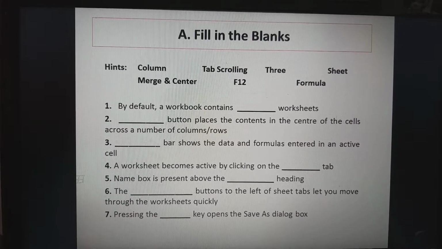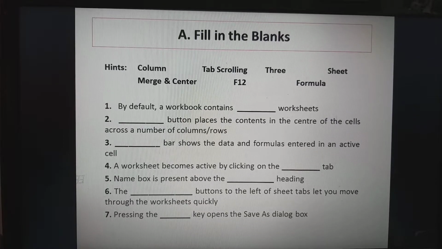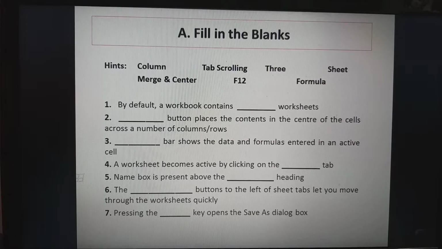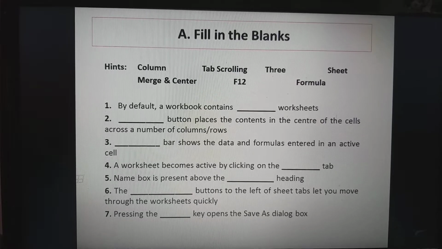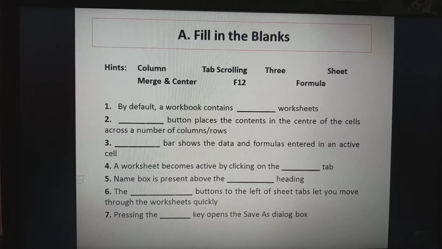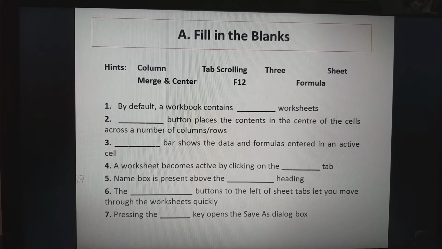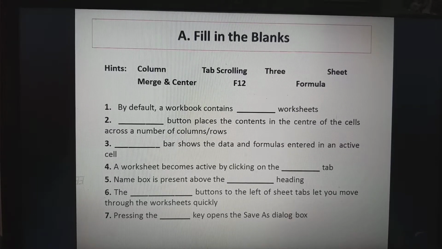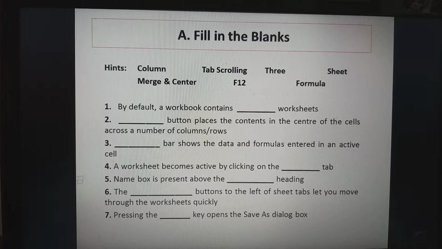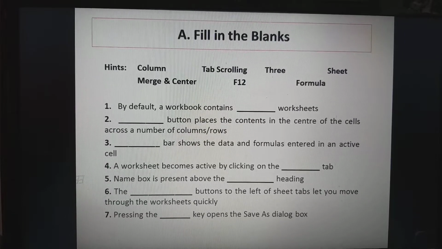Now see number 4. A worksheet becomes active by clicking on the dash tab. So from the hint you find out the answer, it will be sheet. If you click on the sheet tab, a worksheet becomes active. Now see number 5. Name box is present above the dash heading. So the answer will be column. It is present above the column heading on the left side of the window. Now see number 6. The dash buttons to the left of sheet tabs let you move through the worksheets quickly.